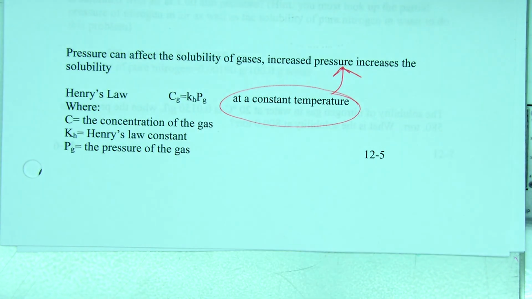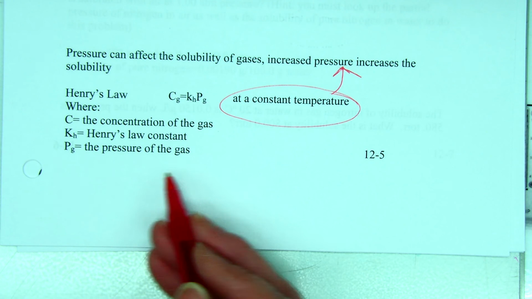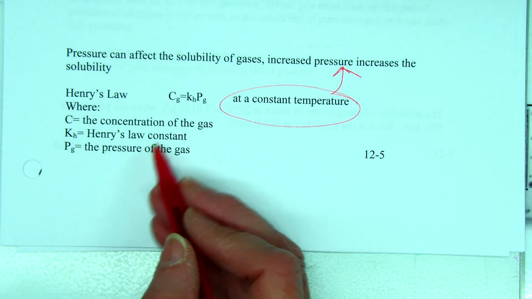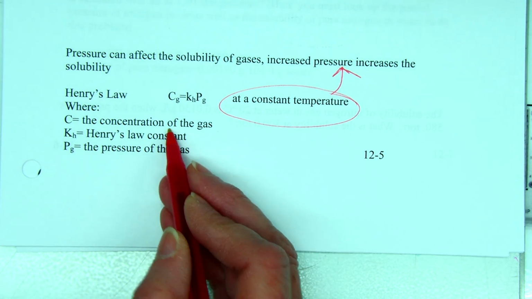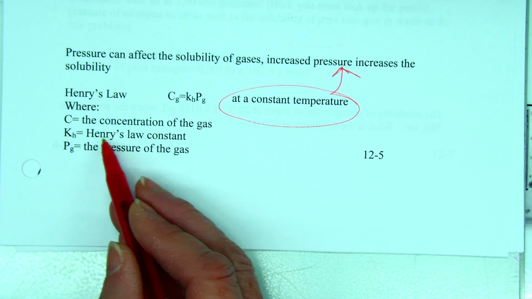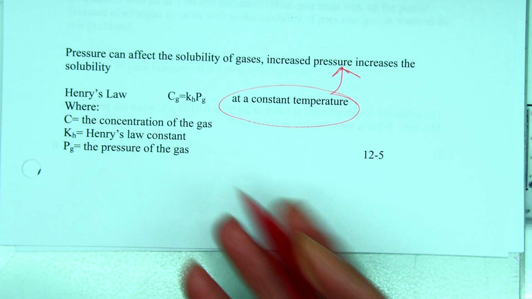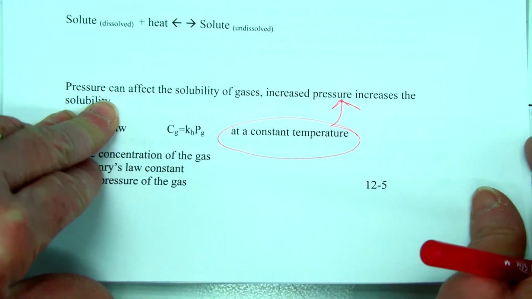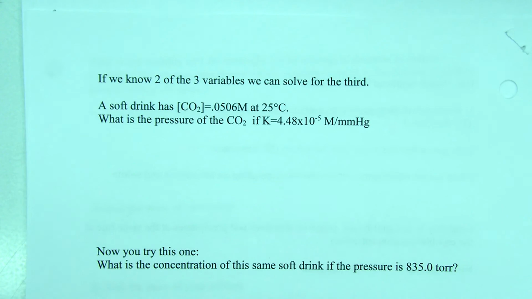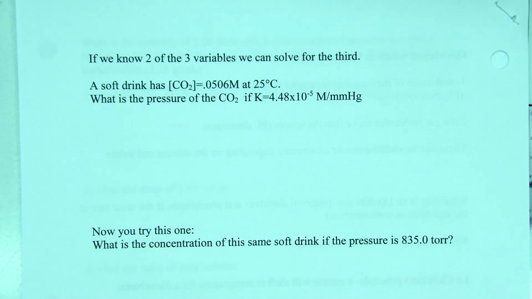So when you look at this, remember the numbers we have in chemistry generally have units. So we have to make the units cancel. In most cases, we can have any concentration unit, any pressure unit, and then the K sub H units will be such that they make the units cancel. So you can end up with some really weird units for that. So let's look at an example. Okay, if we know algebraically 2 of the 3 variables, we can solve for the third.